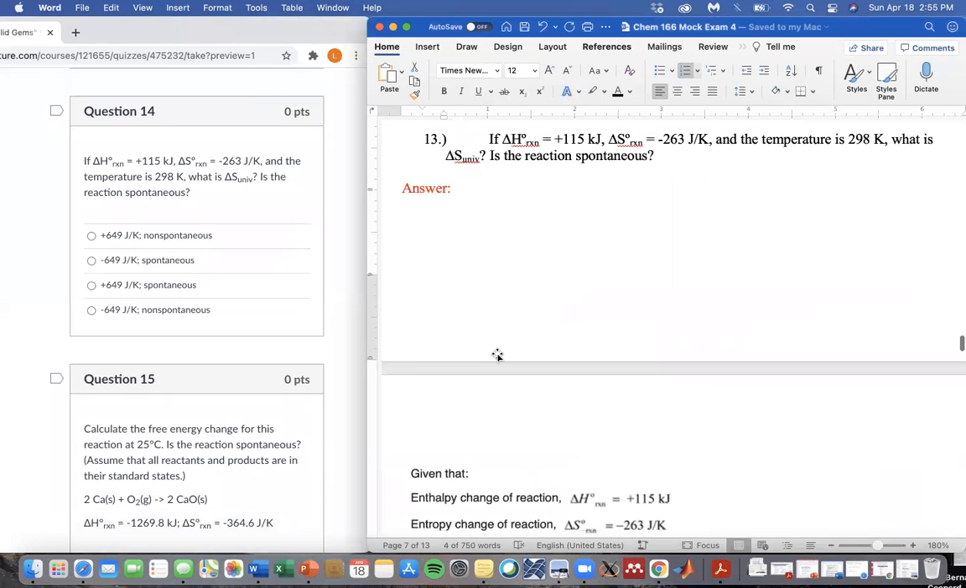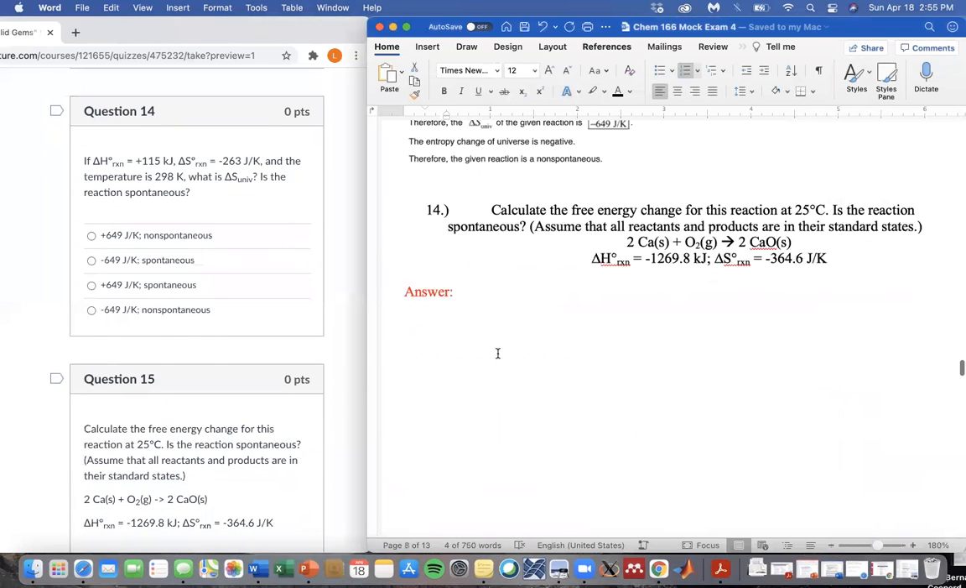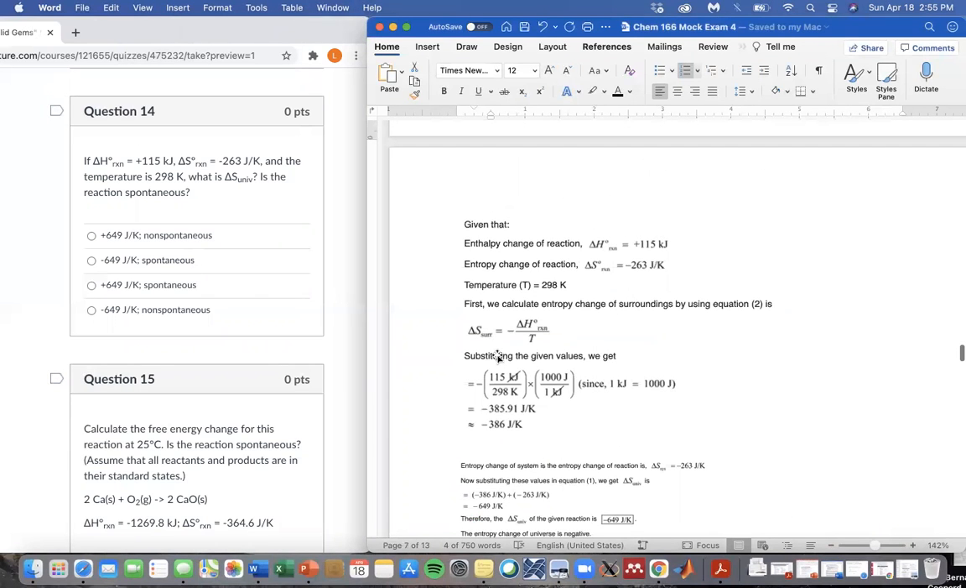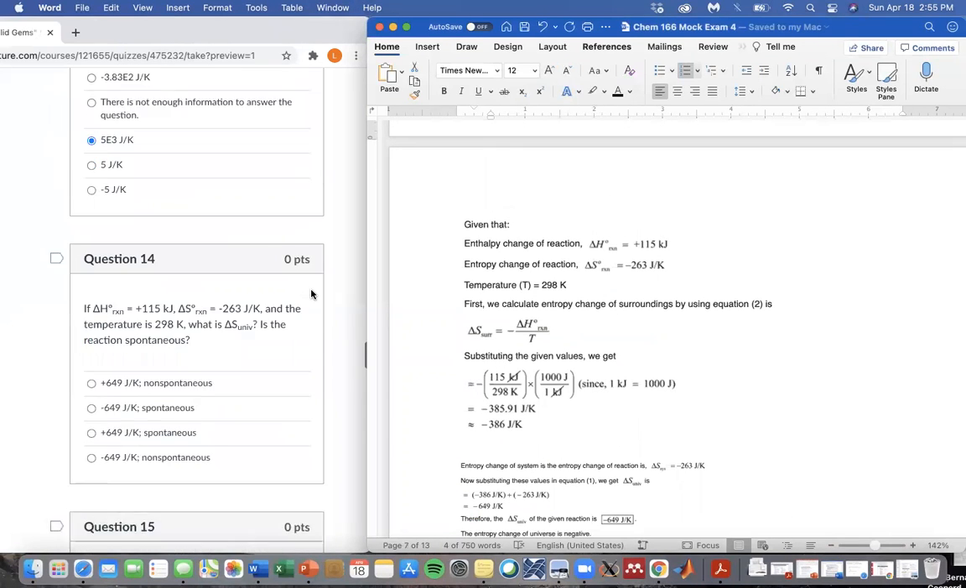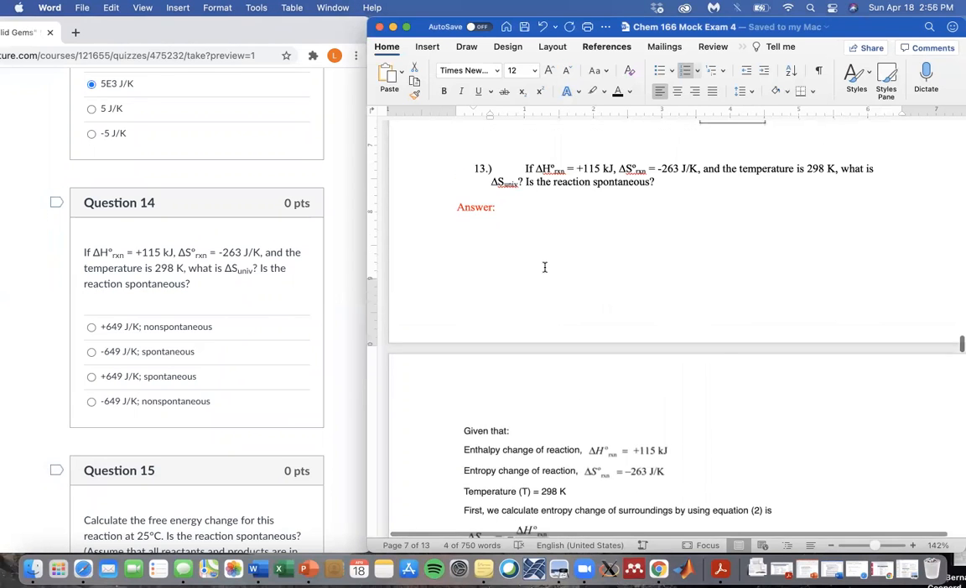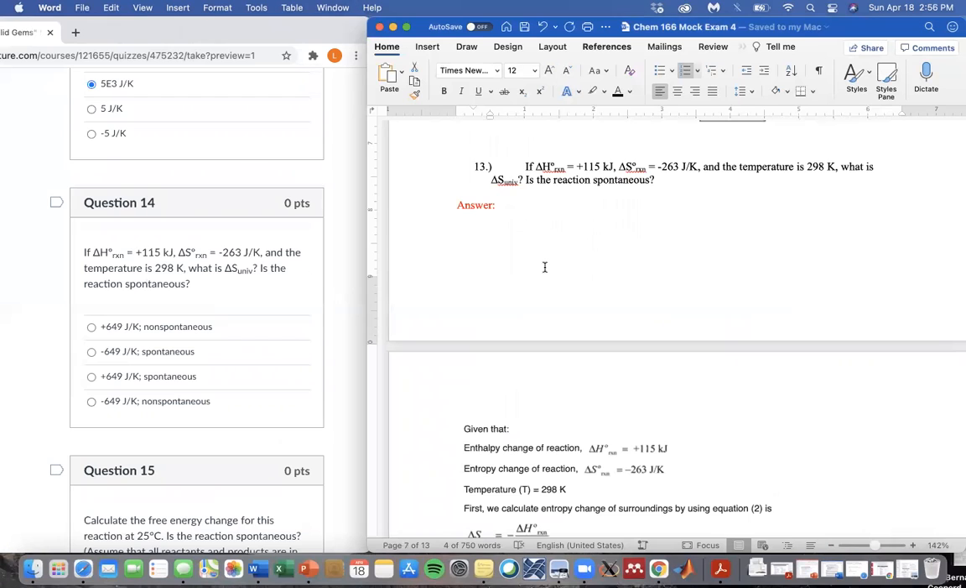Okay, so for 14 now, right? This one. Sorry, they're numbered weird on this one because we have the weird true false question in the beginning, just to keep attendance. So for delta H reaction here, we're given the delta H, the delta S value, and the temperature, and we're supposed to figure out what delta S universe is. And then, is the reaction spontaneous or not?